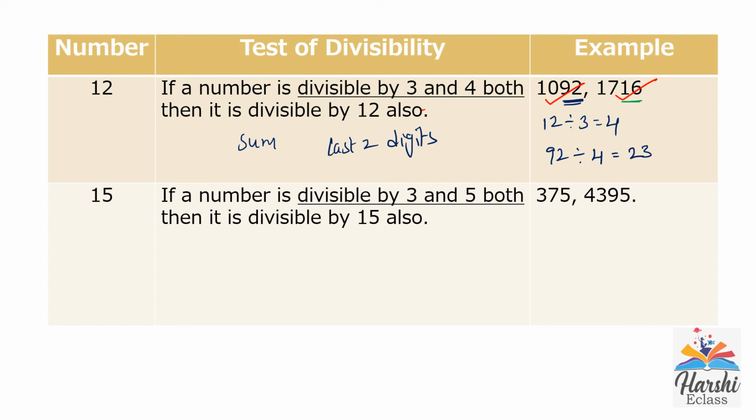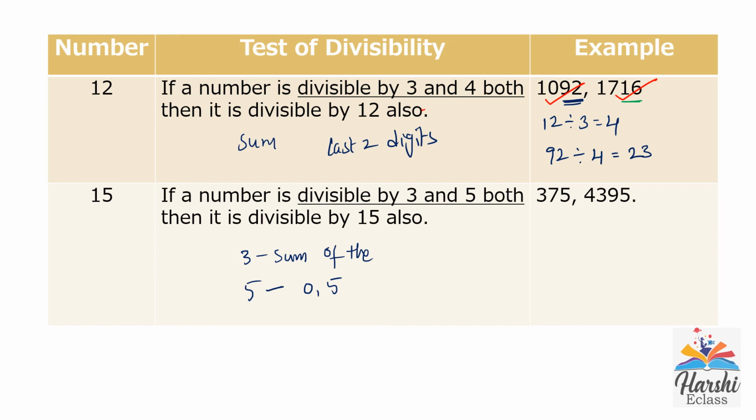Next one, number 15. If a number is divisible by 3 and 5 both, then it is divisible by 15 also. Divisibility rule of number 3 is that we need to check the sum of the digits. If the sum of the digits in the given number are divisible by 3, then the complete number is divisible by 3. 5. If any number ending with 0 or 5, that means 0 or 5 in its ones place, that number is divisible by 5. First one, 375.